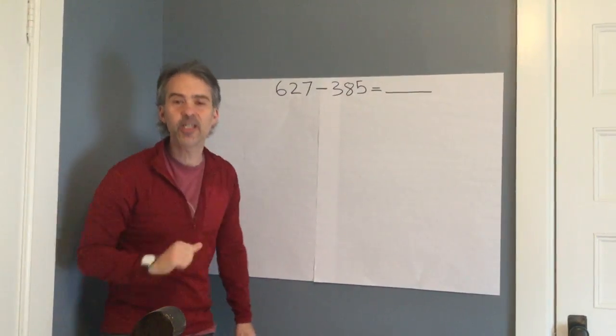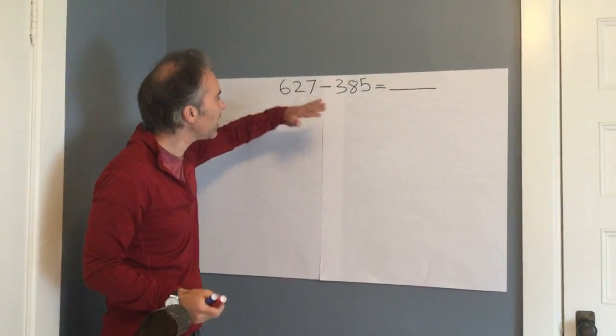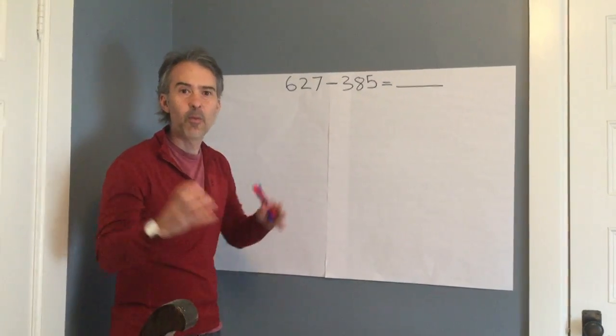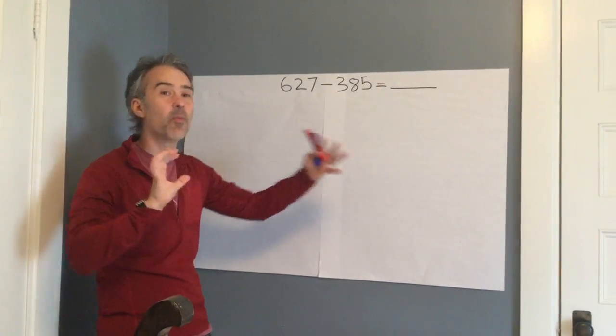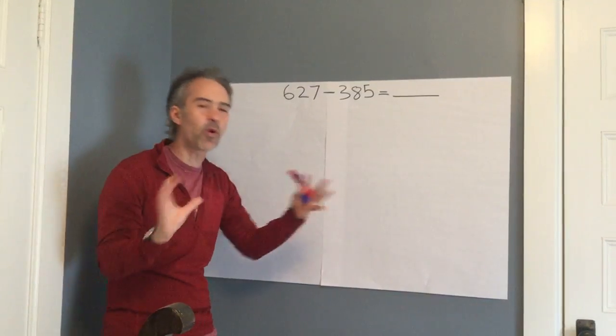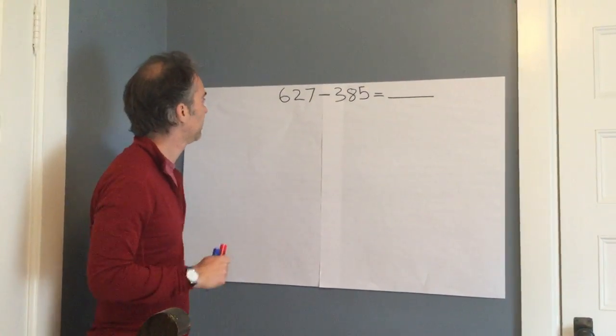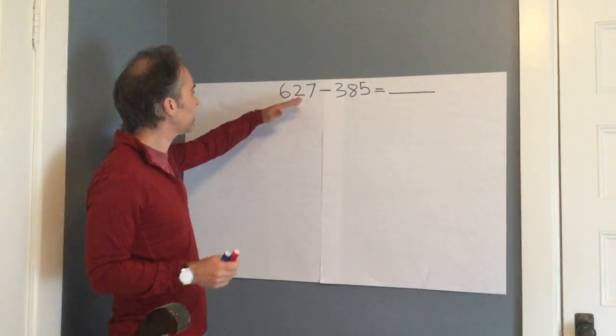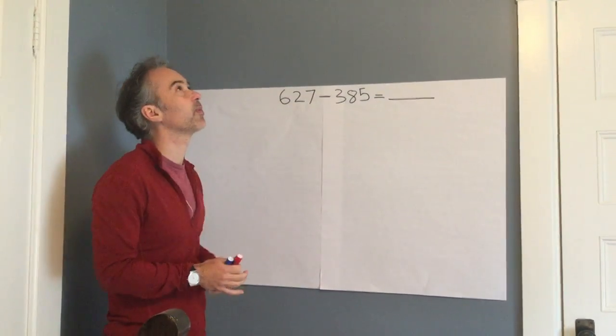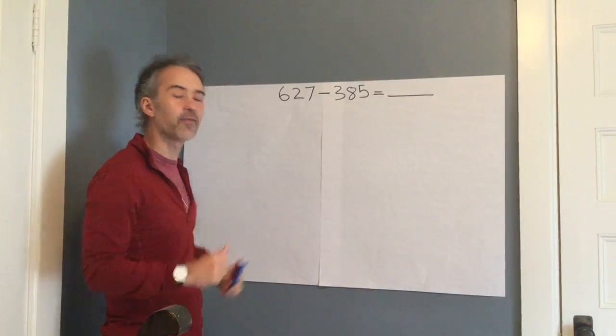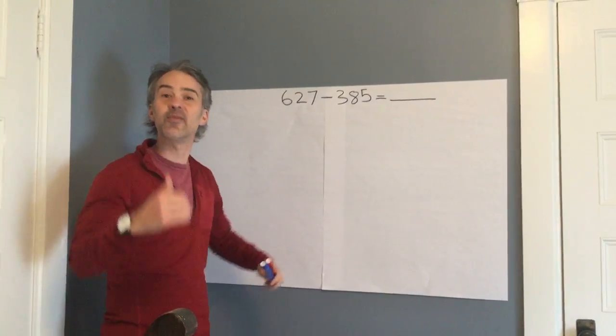So that's what I really want you to understand: when you see a problem, math allows us to go at it in more than one way, more than one strategy. So that's really comforting for me. Okay, so 627 take away 385. Well, the first thing I'm going to try is place value.